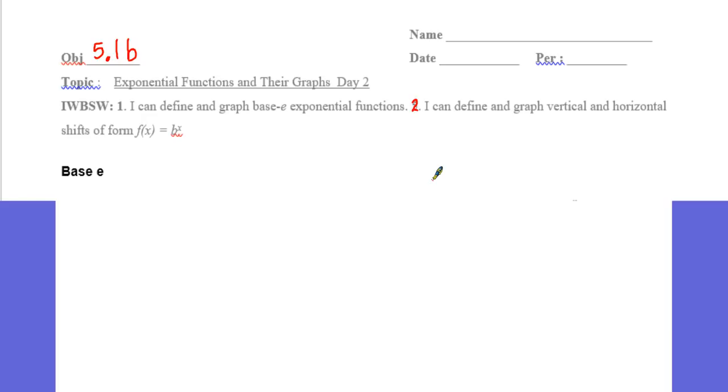So objective 2, you can define and graph vertical and horizontal shifts of the form f of x equals base to the x power. So we're going to go back to our shifts, our translations up and down. It should be a really seamless transition from when we were graphing shifts of our rational functions and our polynomial functions. Okay, so here we go, starting with base e.